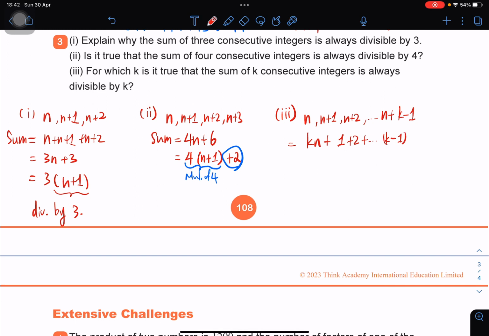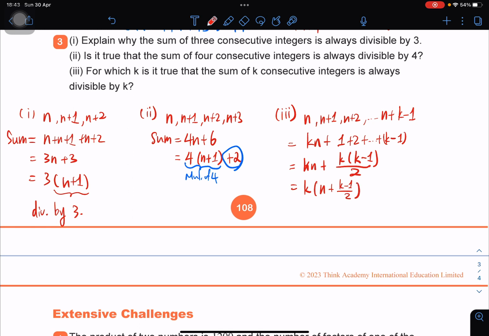So from 1 to k - 1, there are going to be k - 1 terms, 1 less than k terms. And we know that the sum of the first term and the last term is k. So it means that I have kn plus k times (k - 1) divided by 2, which means that it is equal to k times (n + (k - 1)/2).